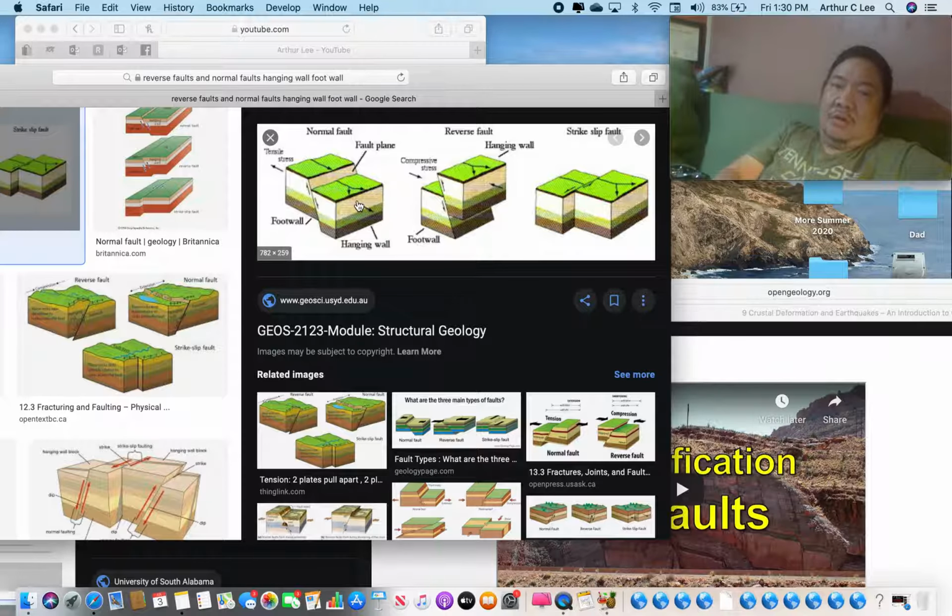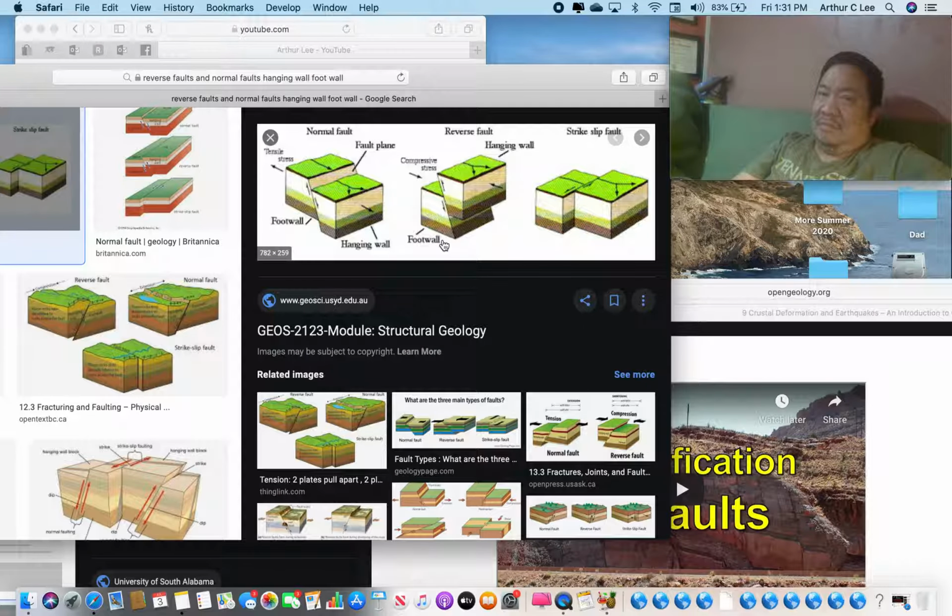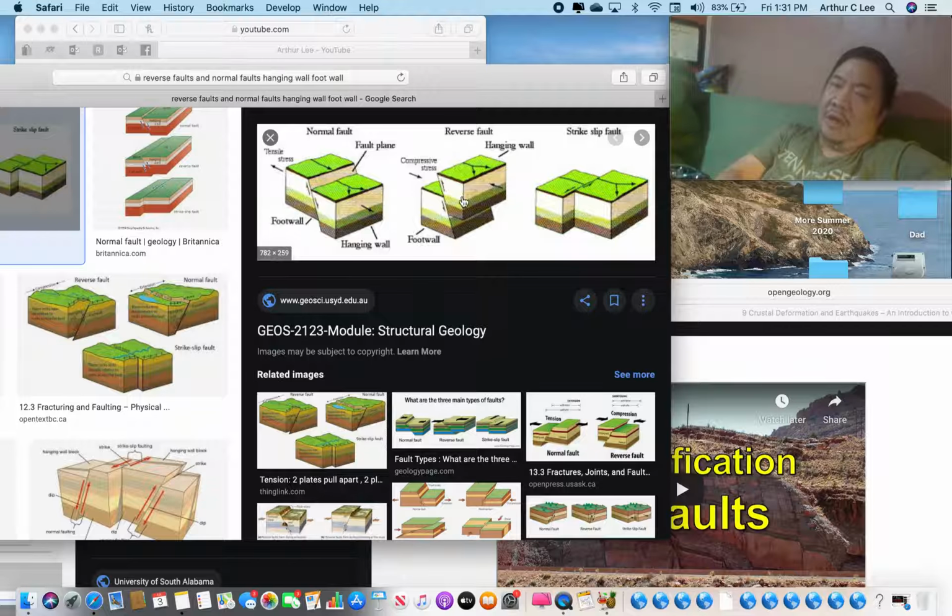So, for a normal fault, the hanging wall moves down after the earthquake, and the footwall moves up. For a reverse fault, the hanging wall moves up, and the footwall moves down. It's important to note that when you have reverse faults with the hanging wall going up like this, that means compressional stress was involved. That means the rocks were pushed together. These form at convergent plate boundaries.